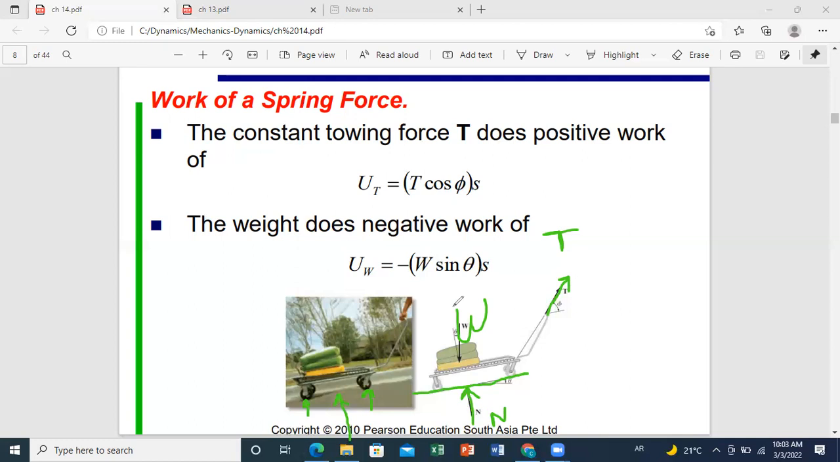Let us start with the normal. Can you tell me what is the work of the normal force here? Zero. Yes, very good. Because motion is along this line and the normal is perpendicular to motion. This means that it cannot produce any work. So first I can say that the work of N is equal to 0 because N is perpendicular to motion.